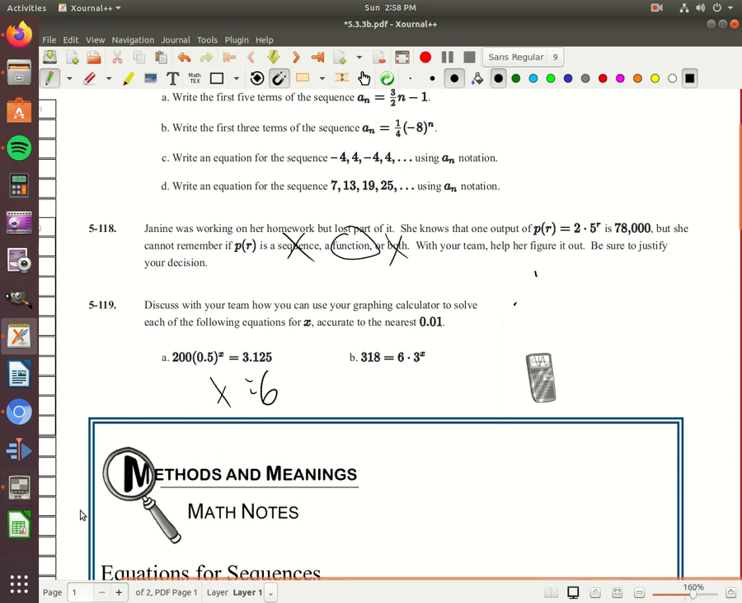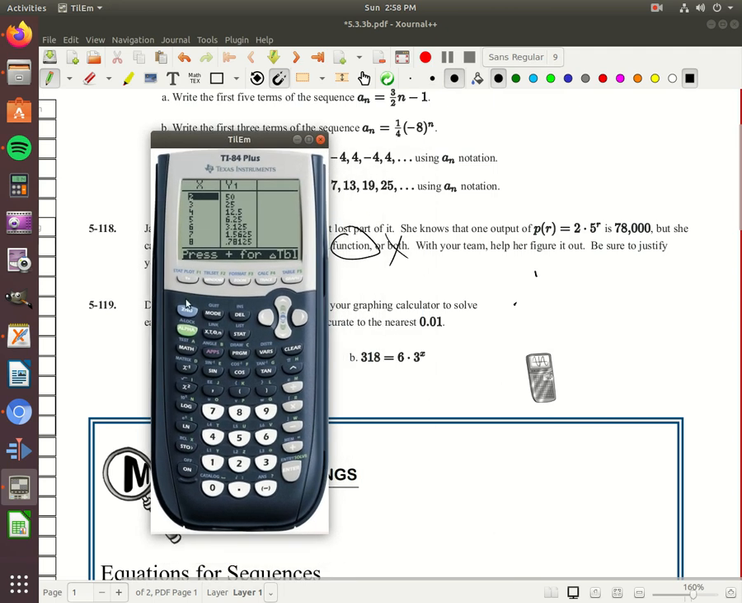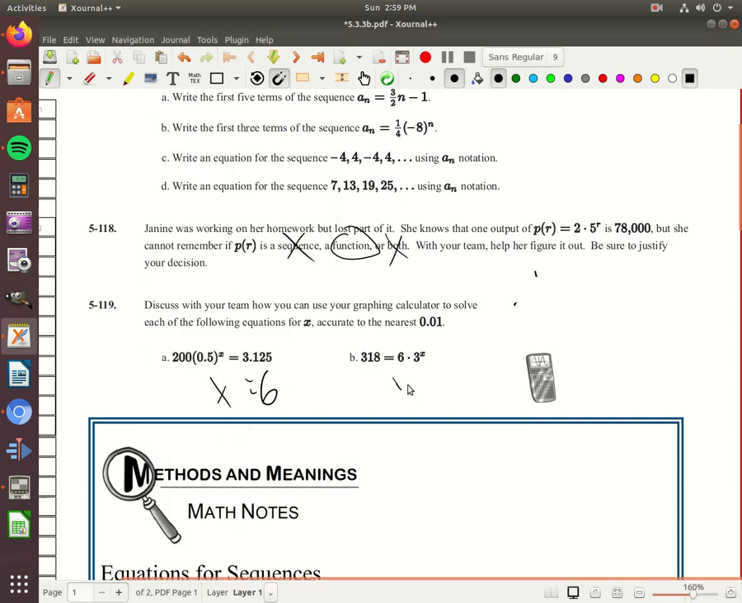And again, on this one, we're going to plug in 6 times 3 to the x, and we're going to look at the table, and we're looking to see when we get 318, and we don't get 318, we get 3 point something something. So we don't know exactly what, but 3 point something something will get us as close as we can get to that.